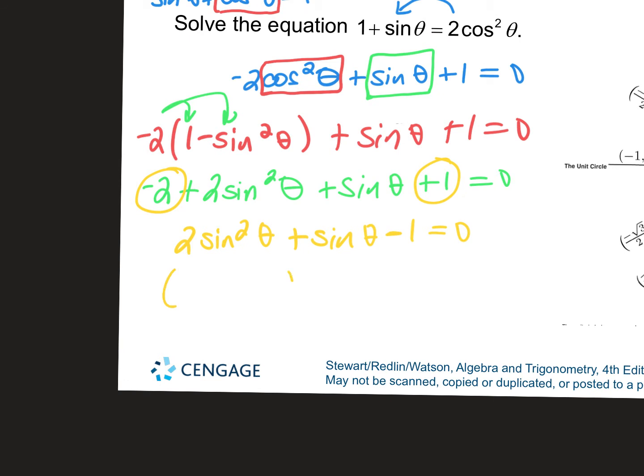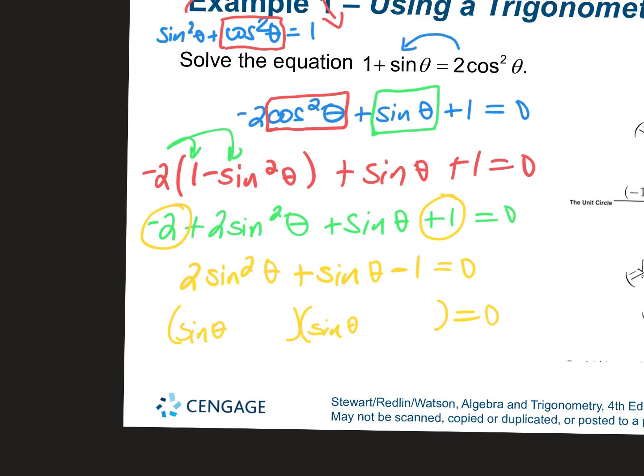Instead of x's in the front of both of my parentheses, what am I going to put? Sine and sine, good. Sine theta. And then I'm going to multiply. What is 2 times -1? -2, right? So what are the factors of -2 that will multiply to give me a -2 but add to give me a positive 1 right there? Plus 2, minus 1. Perfect. My a term is not 1, so what do I do with it?